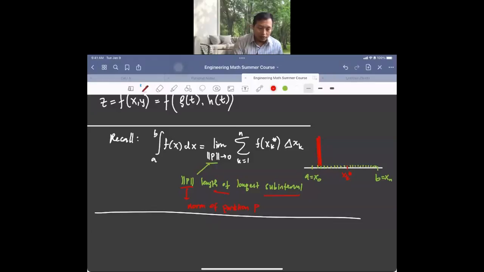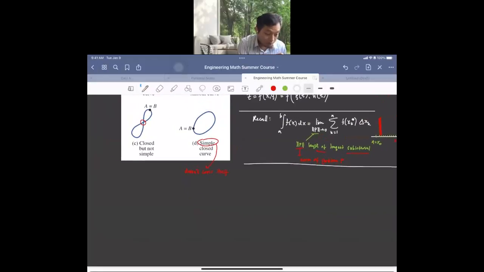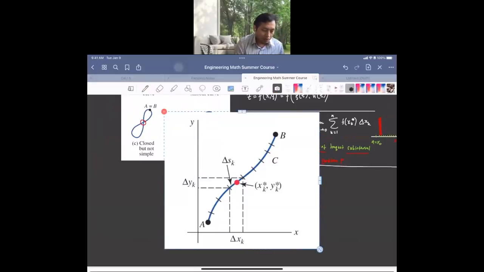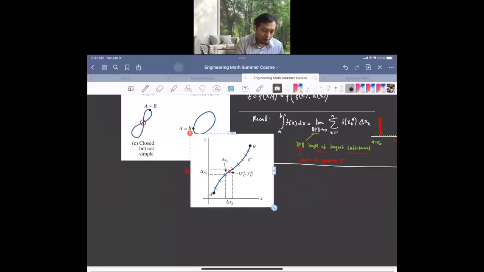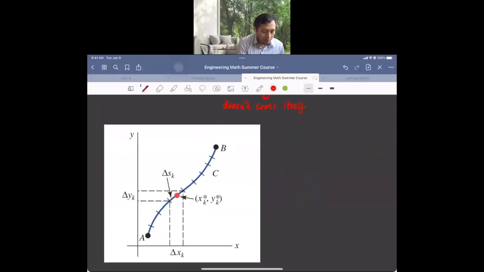But in the line integral, we are not going to cut the interval. So we cut the interval here, right? We make it into smaller rectangles. But what we are going to do in the line integral is we are going to cut the curve. So let me get you to the curve. We are going to cut the curve like this. And we mention that the small length here is delta s of some order k.